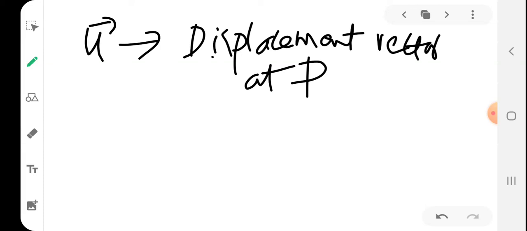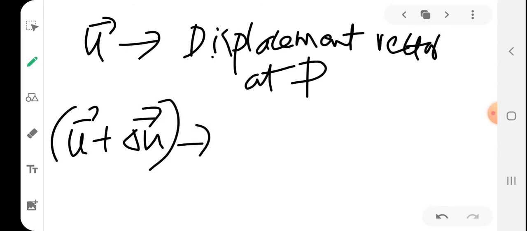The displacement vector at p is u, and its components are ux, uy, uz. Now, if q is very close to p, the displacement components at q will differ slightly from those at p. It won't be the same. So the displacement vector at q can be approximated as the u vector plus some delta u vector.